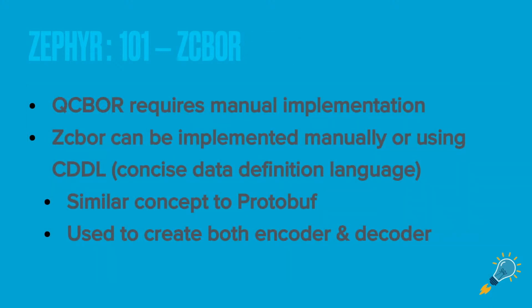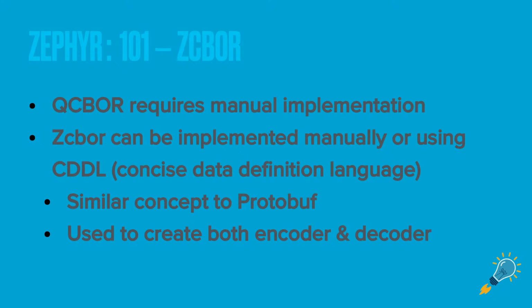I kind of mentioned this before, but with QCBOR it's all manual implementation. So if you wanted to create something based off a struct, you're going to have to go entry by entry, make sure those entries are being encoded and decoded properly. You can do Zcbor manually, but you can use the CDDL.